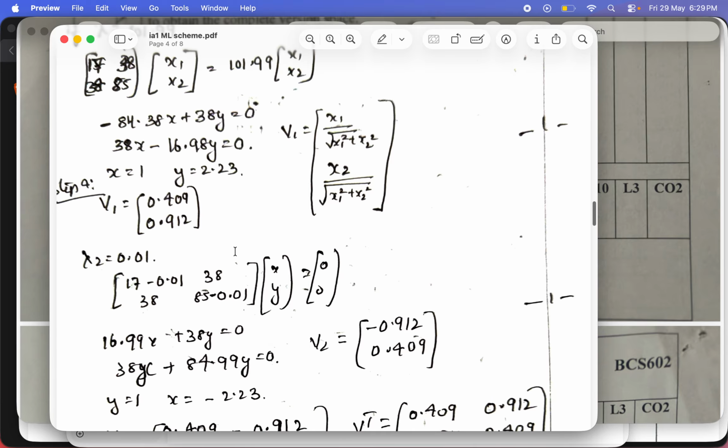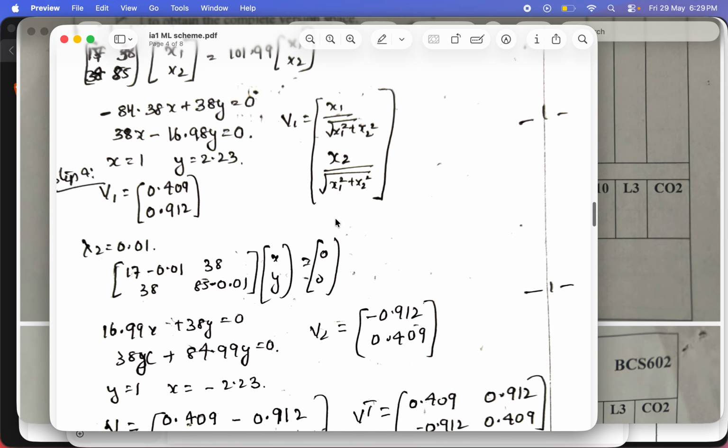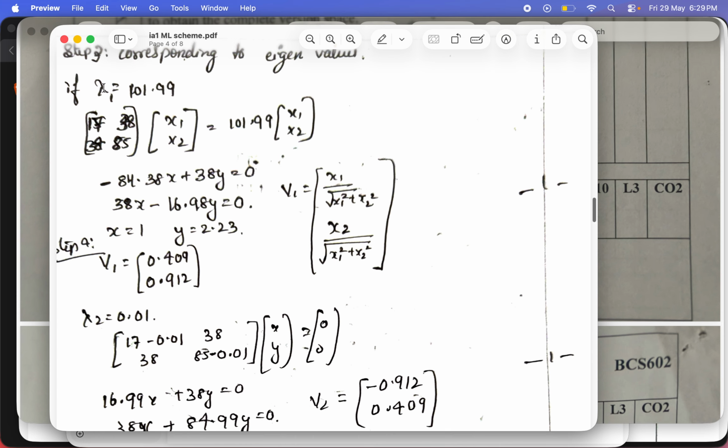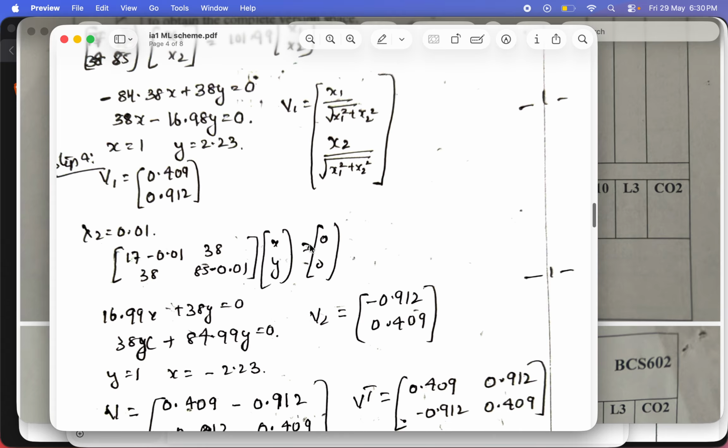Again you have to find the values by applying this formula, that is x1 divided by the square root of x1 squared plus x2 squared. These are the two values you substitute, and you find the vector values v1 and v2. Similarly, whatever lambda value you found, you find the lambda 2 value in the place of lambda 1, and you solve. This is how you will get the solutions.